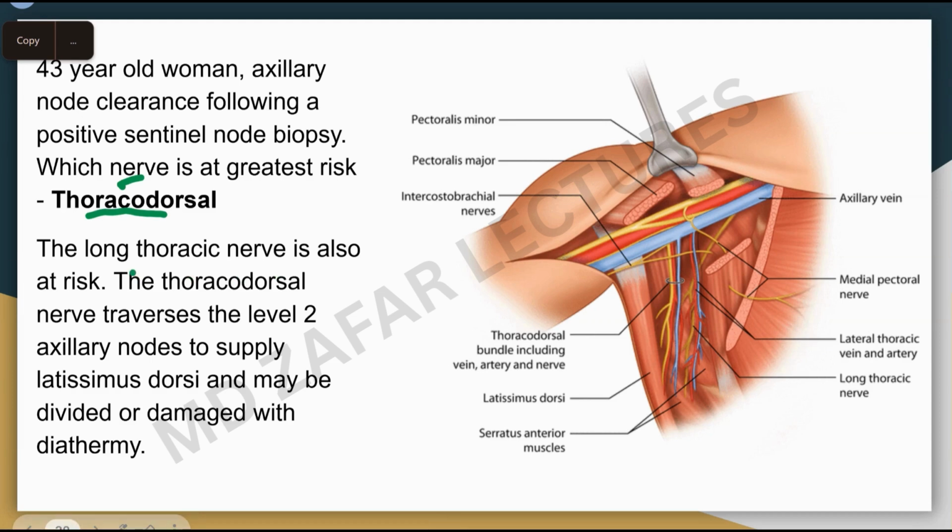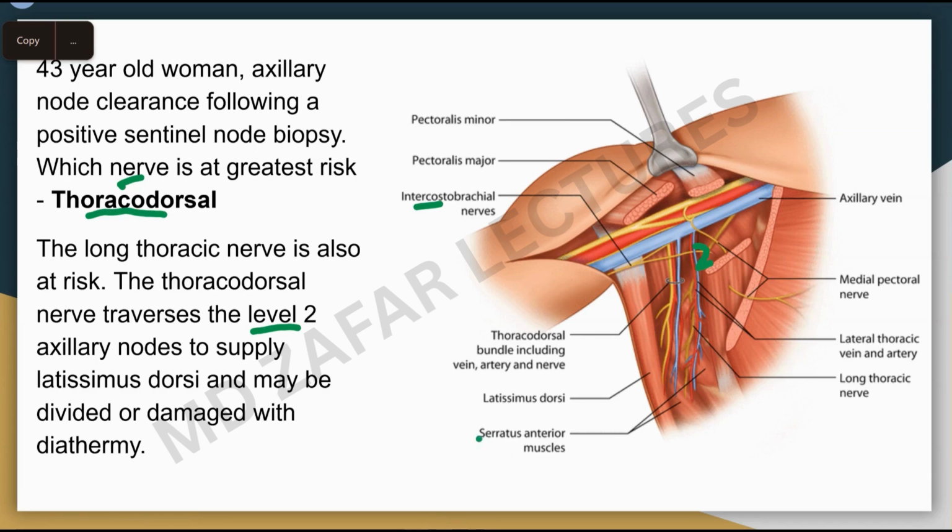So long thoracic nerve is also at risk. The thoracodorsal nerve traverses the level 2 of the axillary lymph node, as you would also appreciate that they are present near the level 2, they are present behind the pec minor. Now, there are other structures which are at risk, and that includes the intercostobrachial nerve and the long thoracic nerve.